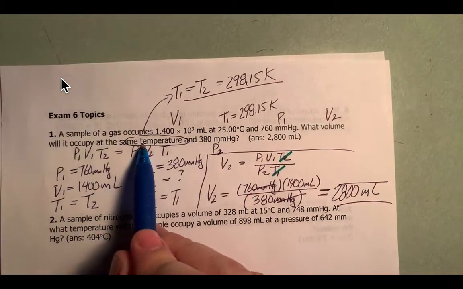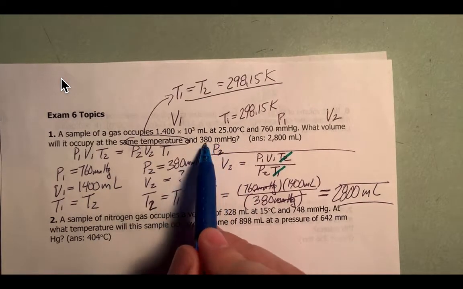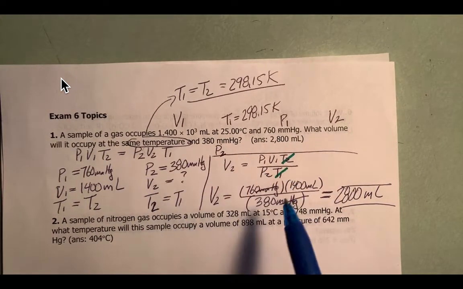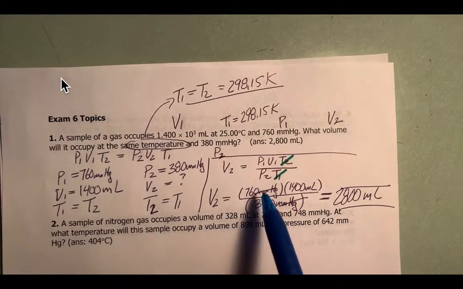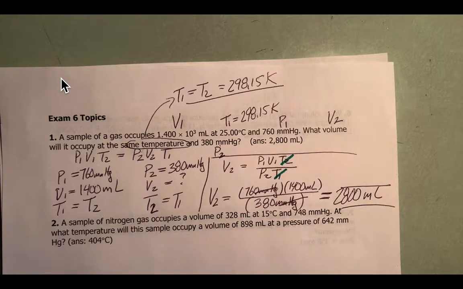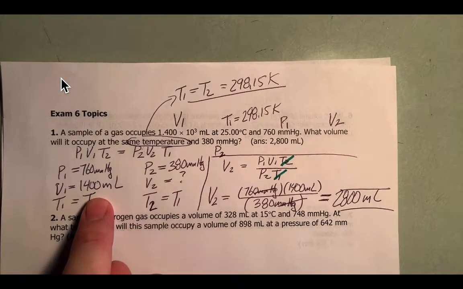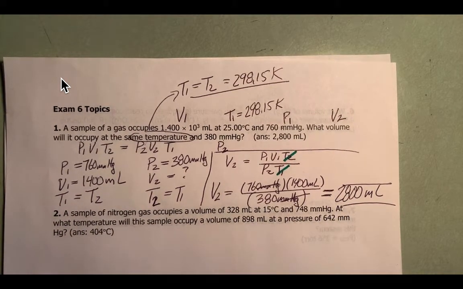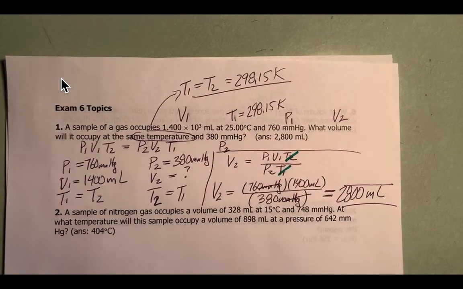And so if we keep the temperature the same and decrease the pressure, then the volume expands. And this is really easy to see if you think about our container as being a balloon. As we decrease the atmospheric pressure, the balloon will expand. Here expanding from 1,400 to 2,800. As we cut the pressure in half, the volume doubles.